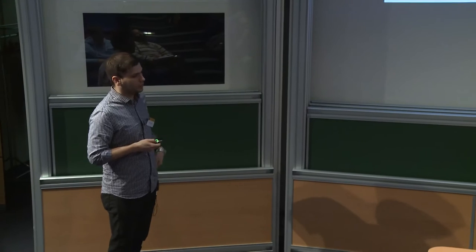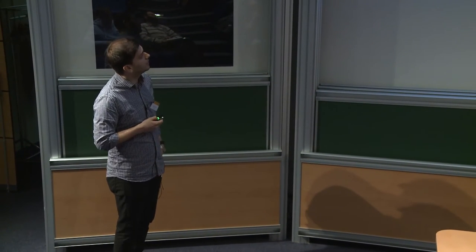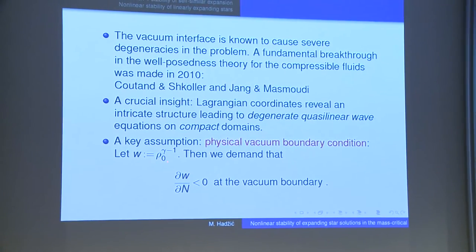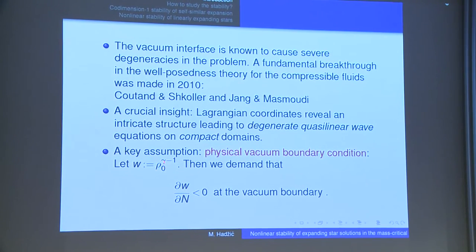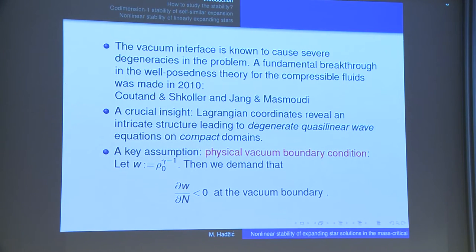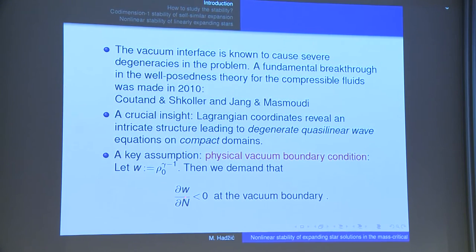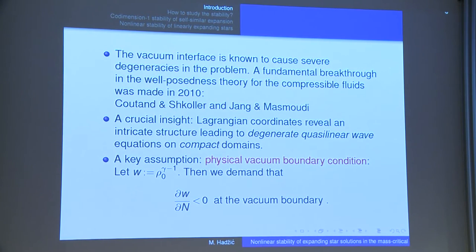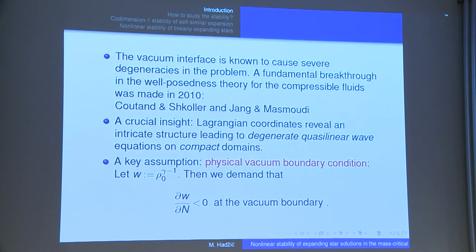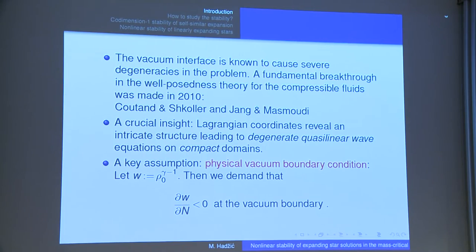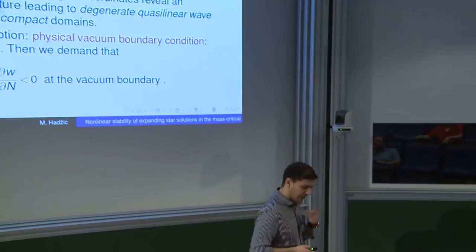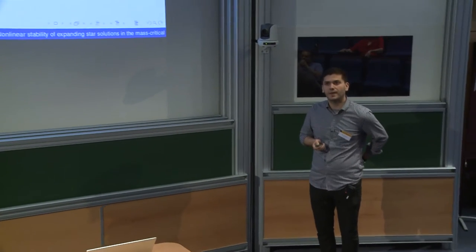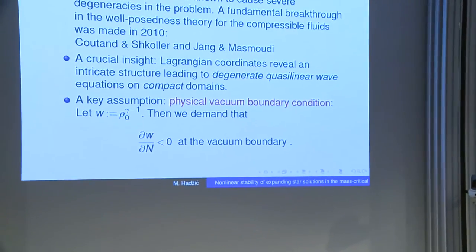And another key assumption in these works is that of a physical vacuum boundary condition. So here I'm stating what it is. It's a statement that the fluid enthalpy, which is this quantity, rho to the power gamma minus 1, has to have its normal derivative at the vacuum boundary have a sign. This is perhaps not a well-motivated condition. Physically, it expresses the fact that particles have to accelerate in the normal direction at the boundary. But I will soon motivate this condition by finding particular steady state solutions of the Euler-Poisson system that satisfy this.